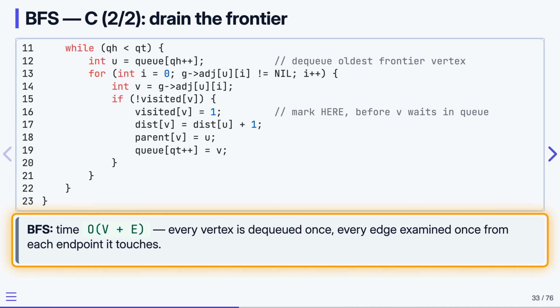The cost of BFS is big O of V plus E. Every vertex is dequeued once, and every edge is examined once from each endpoint it touches.